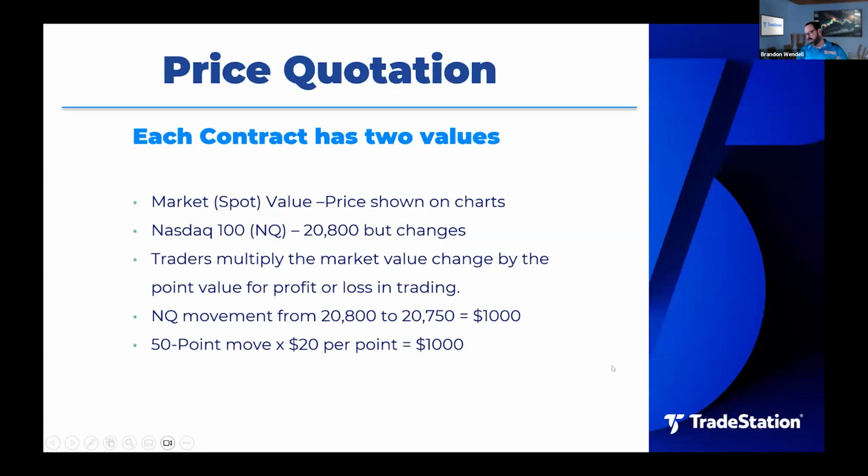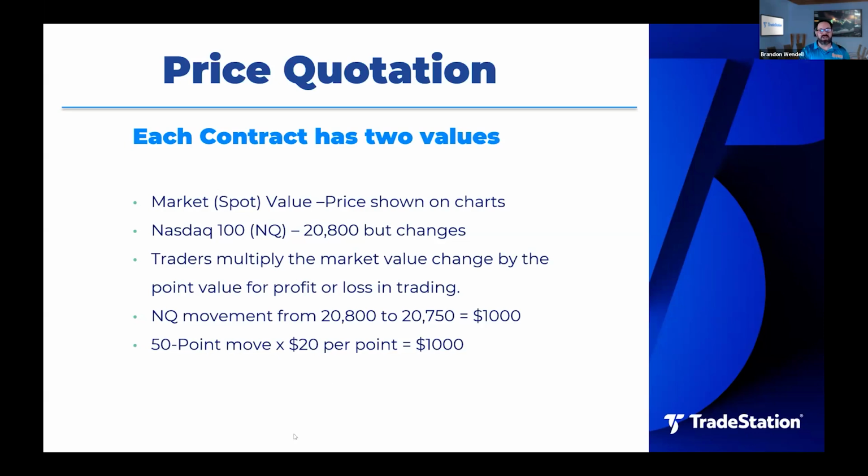Anyway, when it comes to the prices and the way you're trading these things, we typically look at what's called market value or spot value. That's what you see on the chart. So for the NASDAQ 100, at the time I looked at it when I was making the slide, the price was 20,800. That was the point value or spot value, market value. That's not the actual value of the contract, though. If you want to know how much of the NASDAQ you're actually trading, you simply multiply the market value by the point value, and it'll also tell you how much you make or lose.